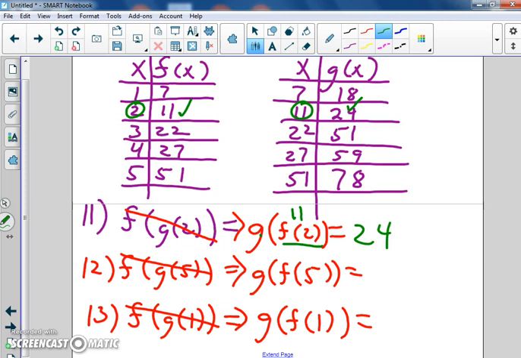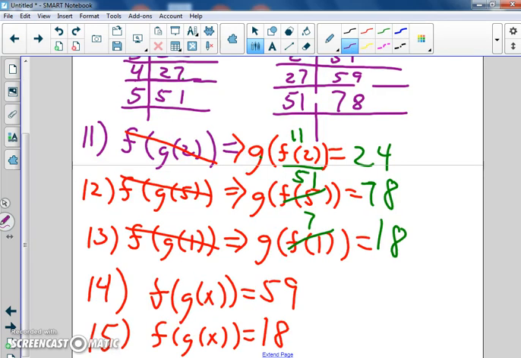Okay, look at f of 5. F of 5 is this. Okay, so it's 51. Now g of 51. G of 51 is 78. The answer is 78. Okay, look at the next one. F of 1. F of 1 is 7. Now do g of 7. G of 7 is 18. The answer is 18. This is real easy to do.